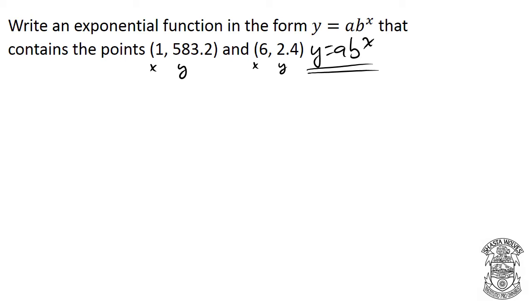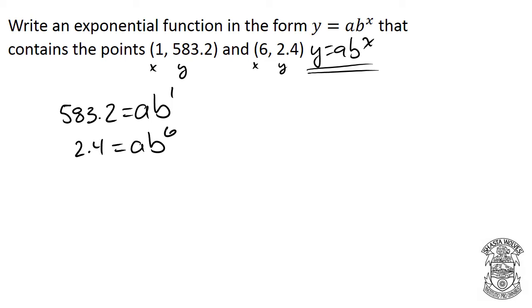So for example, when y is 583.2, that's the y, and then I'll write ab, and x is 1. So ab to the first power. The other equation I'll write is when y is 2.4, that's equal to ab, and in this case x is the number 6. So you can see here I've got 2 equations now with an a and a b.